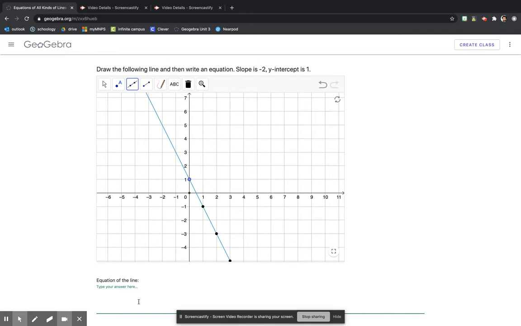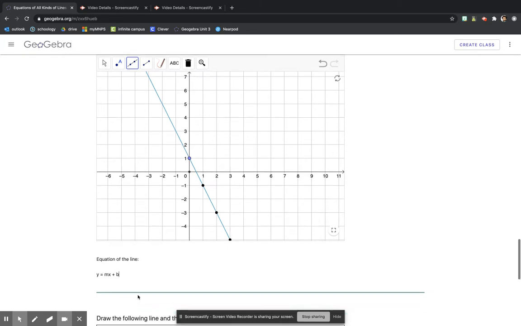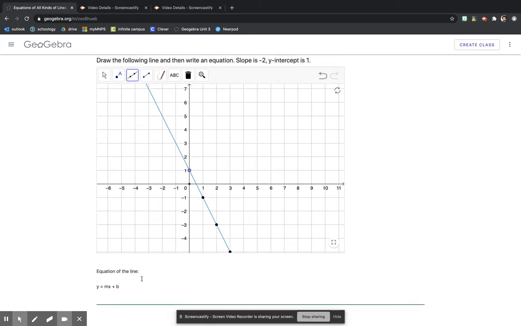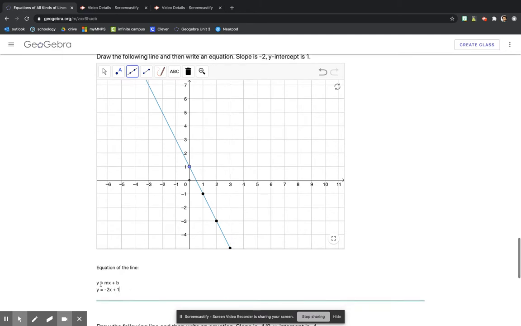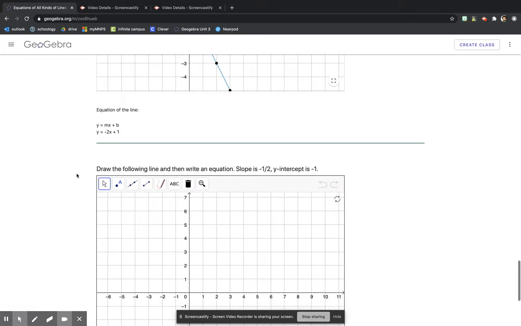So when I have to write my equation, we're going to use the same formula we talked about in class. Y equals mx plus b. We said that m is my slope. So instead of writing mx, I'm going to write y equals -2x. And my y-intercept is 1. That's what we're going to tack on to the end. Y equals -2x plus 1. And that's going to give me my equation.